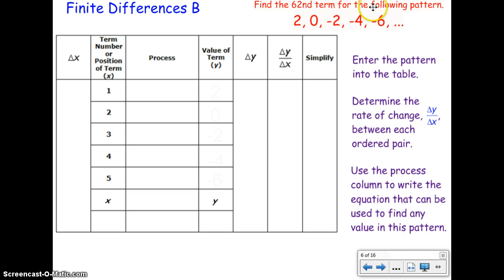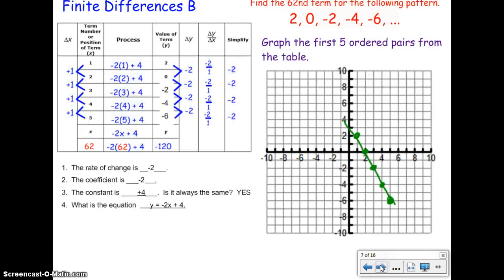As we look at table B, the pattern is 2, 0, negative 2, negative 4, negative 6. Those values go in the y column. Pause your video now to enter your points in and determine your delta y over delta x. Your delta y is negative 2. Your delta x is 1. Your rate of change is negative 2. We take negative 2 times 1, which is negative 2. In order to get a value of positive 2, we must add 4 to the process.